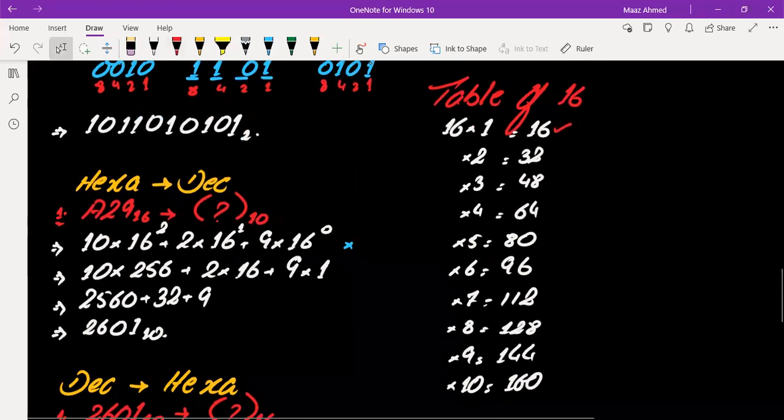So what's the nearest number to 41? The smallest nearest number to 41? On the chat.